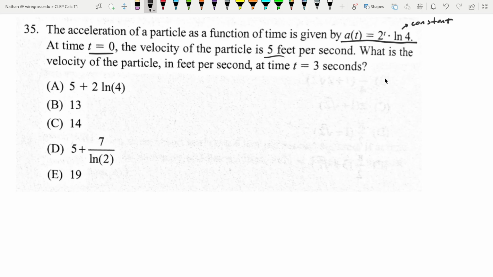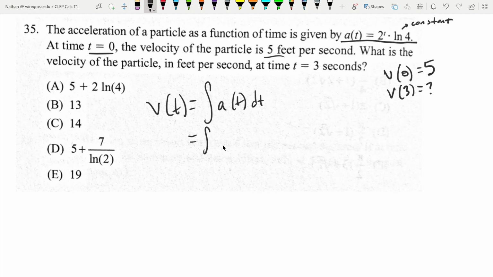In other words, the velocity function v of t, which is the integral of a of t, I should say, velocity at time 0 equals 5. What is the velocity of the particle when time equals 3? This is what we're trying to find here. To find this, all we have to do is take the velocity function as the integral of the acceleration function.